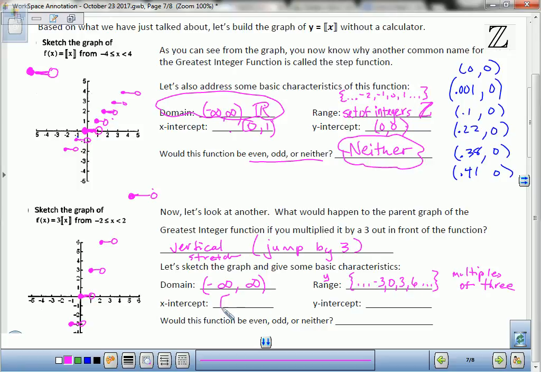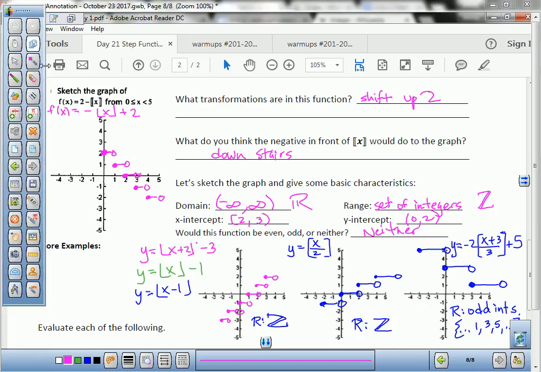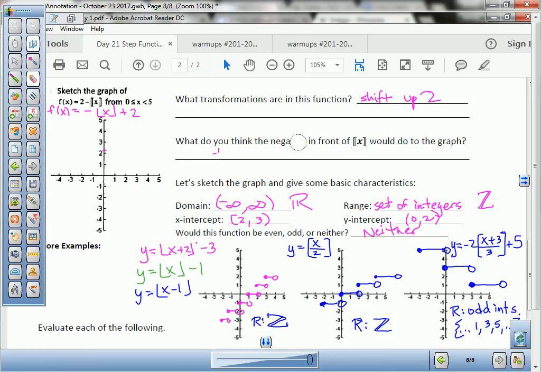All right, this has that same interval for our x-intercept from 0 to 1. And the y-intercept is still 0, 0. And this function, just like all step functions, is neither odd nor even. All right. Whoops. It appears I forgot to erase this.